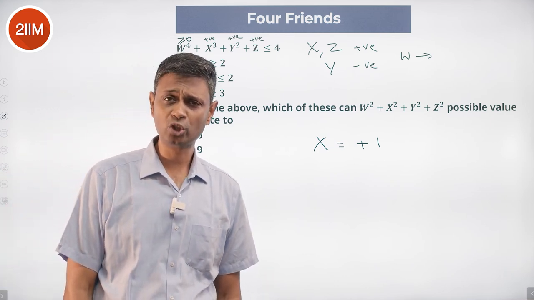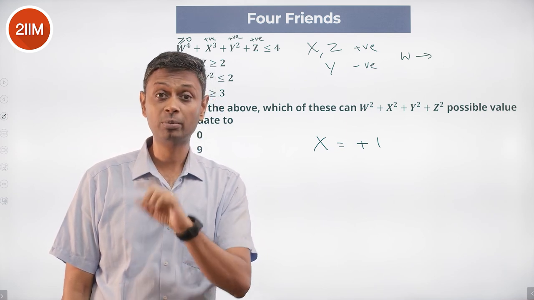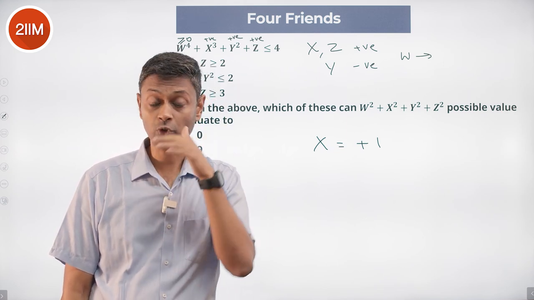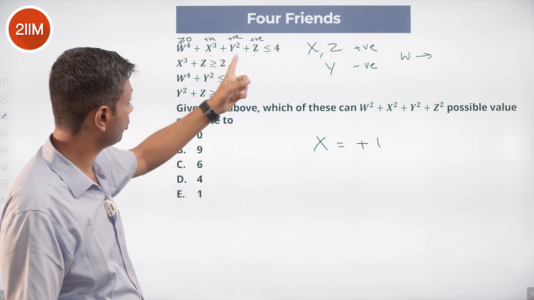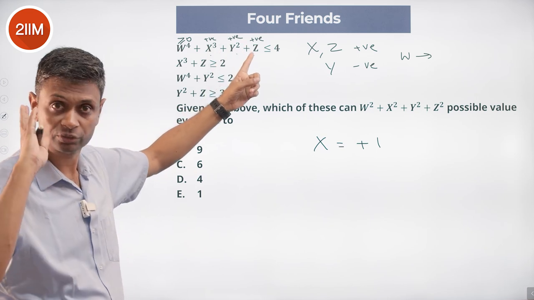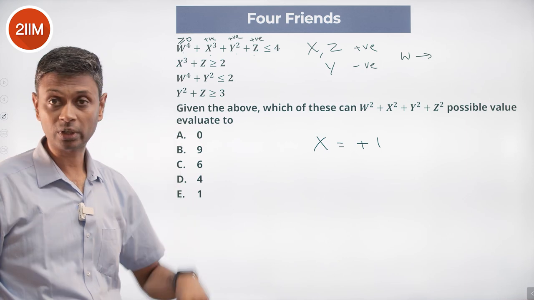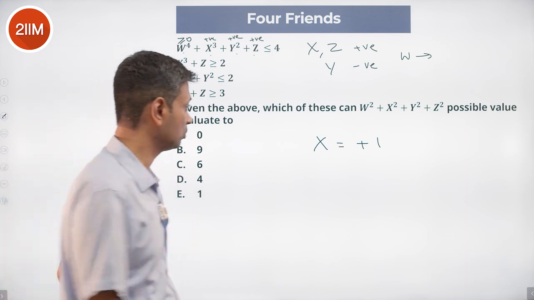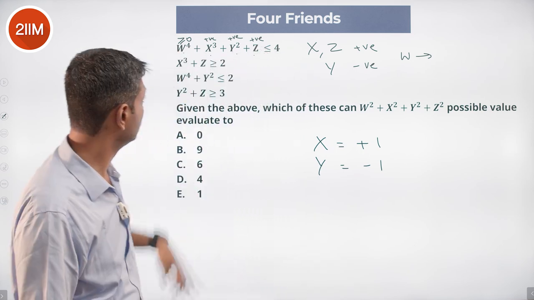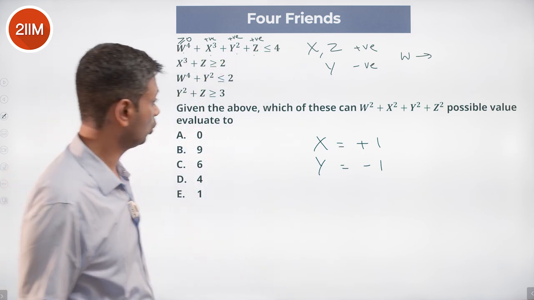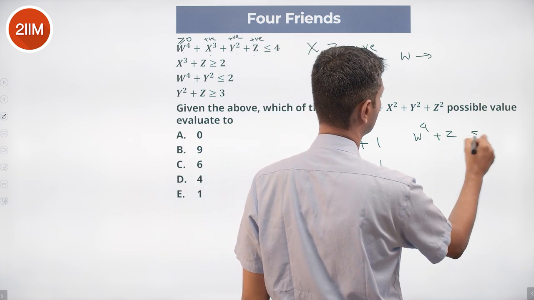Y is negative. Y square is positive. If Y were minus 1, Y square would be plus 1. If Y were minus 2, Y square would be plus 4. If y square were 4, this is also positive, this is also positive, this total will be 6 or more, a large number. This is greater than or equal to 0, that won't work. Y square should be 1, or y is minus 1. This is 1, this is 1. Now we know W to the power 4 plus Z is less than or equal to 2.